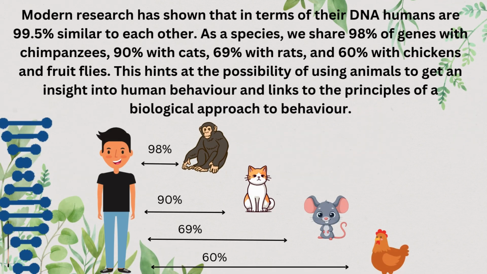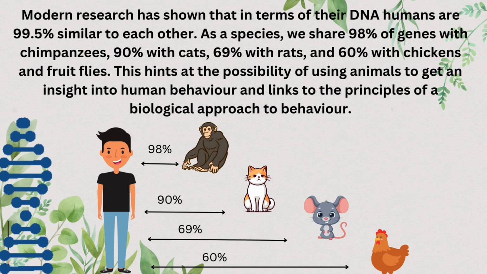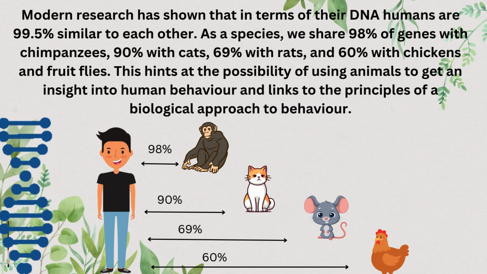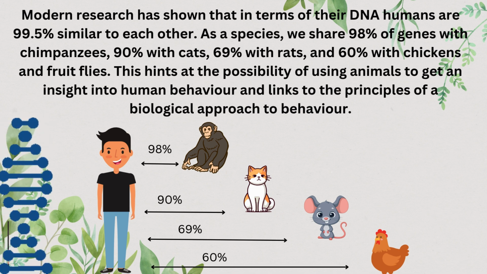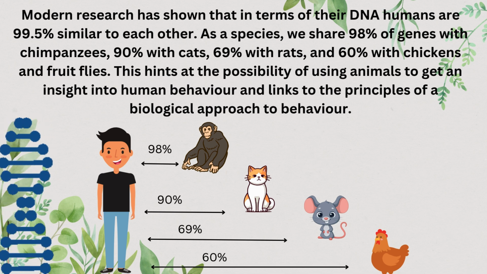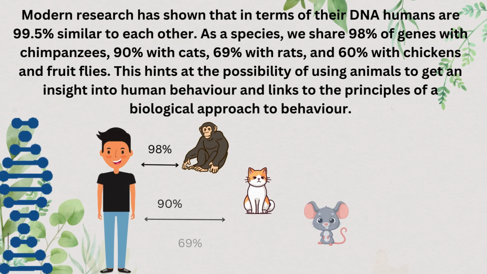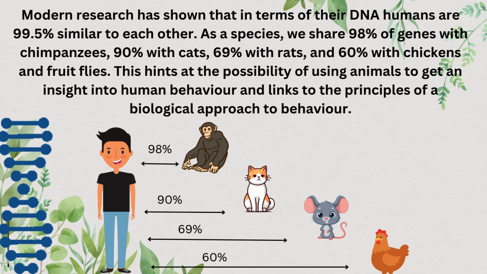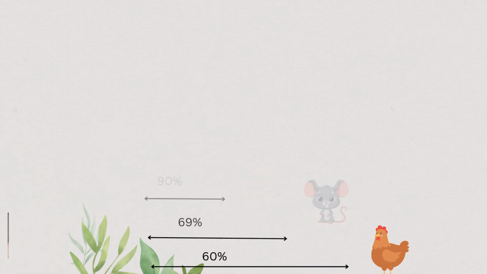Modern research has shown that in terms of their DNA, humans are 99.5% similar to each other. As a species, we share 98% of genes with chimpanzees, 90% with cats, 69% with rats, and 60% with chickens and fruit flies. This hints at the possibility of using animals to get an insight into human behavior and links to the principles of a biological approach to behavior.